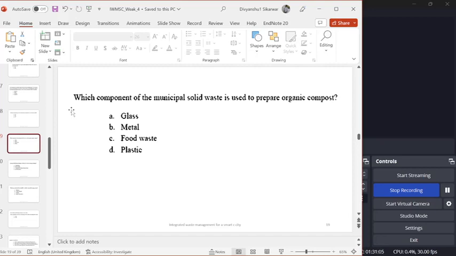Out of these four options, glass, metal, food waste, plastic, which of the components is used to prepare organic compost? It's food waste. Mostly glass, metal, or plastic can either be recycled or reused. Food waste is the one component which is used to prepare compost. Composting is an aerobic process.